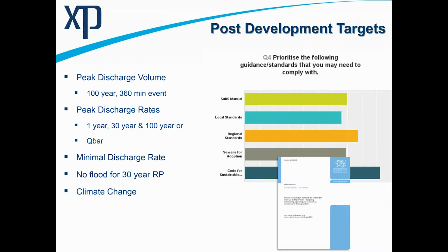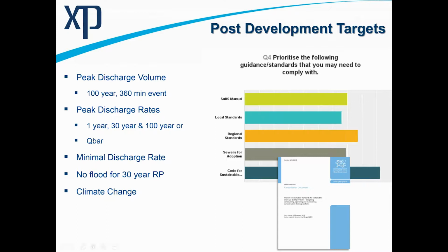So the key targets that we're looking for hydraulically, and that was the hydraulic section of the consultation document that I've just summarized, is looking at the peak discharge volume, the peak discharge rates. We can also look at water quality, and we can look at the minimal discharge rate. And this is for the first 5 millimeters of rainfall, so known popularly as the first flush. The more highly polluted runoff is the first flush. So we can take a look at that, ensure there's no flooding for the 30-year return period, and incorporate climate change, looking beyond where we are and identifying those overland surface water management paths.